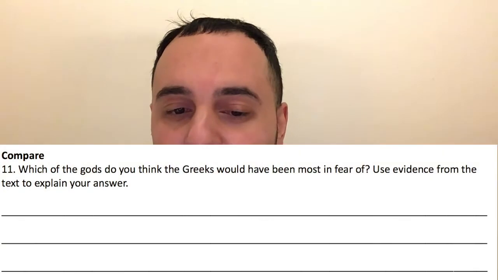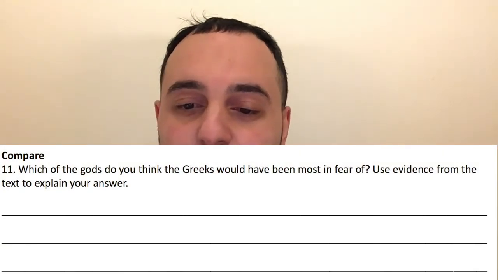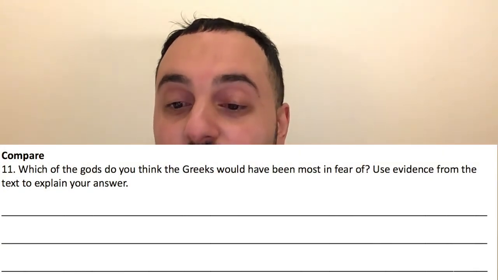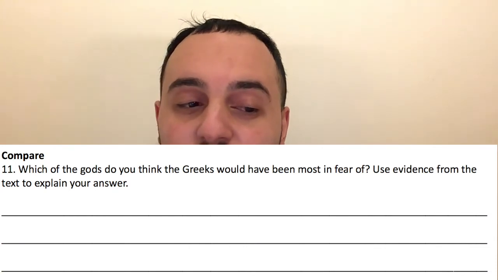Compare. Which of the gods do you think the Greeks would have been most in fear of? Use evidence from the text to explain your answer. So again, I've got 3 lines for this one. I need to be fairly detailed.